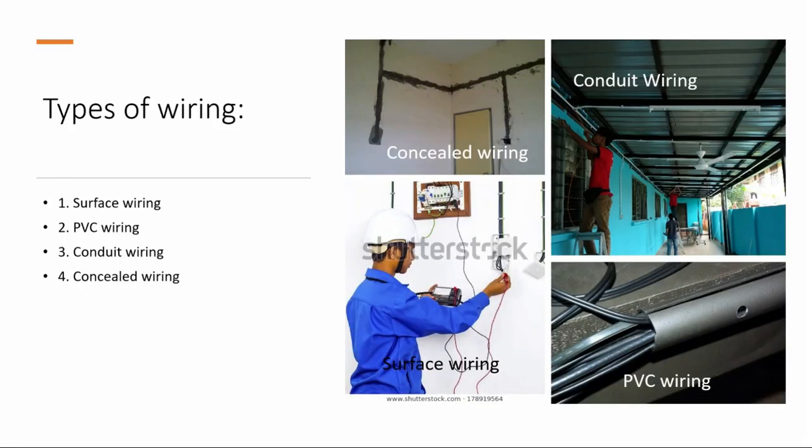Types of wiring. First, surface wiring. Second, PVC wiring. Third, conduit wiring. Fourth, concealed wiring. For example, you can see the pictures in the video.